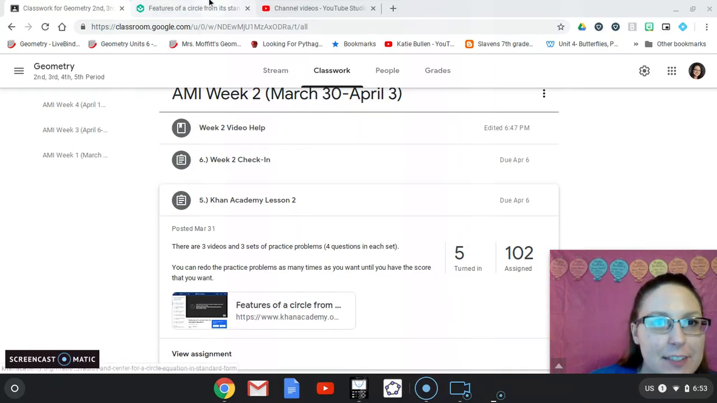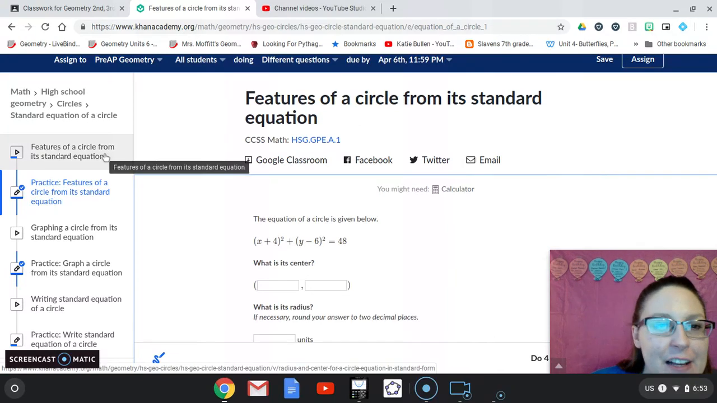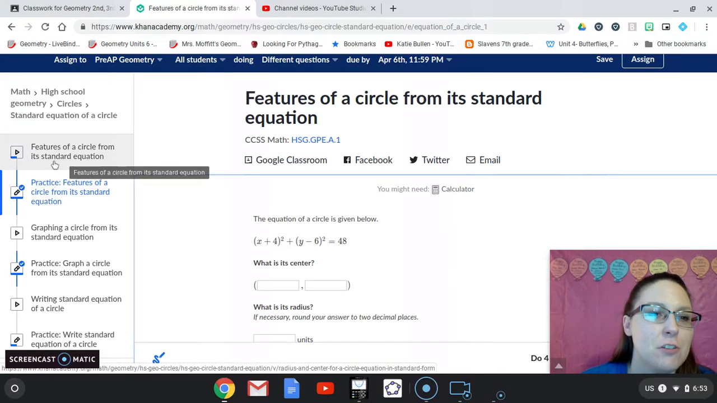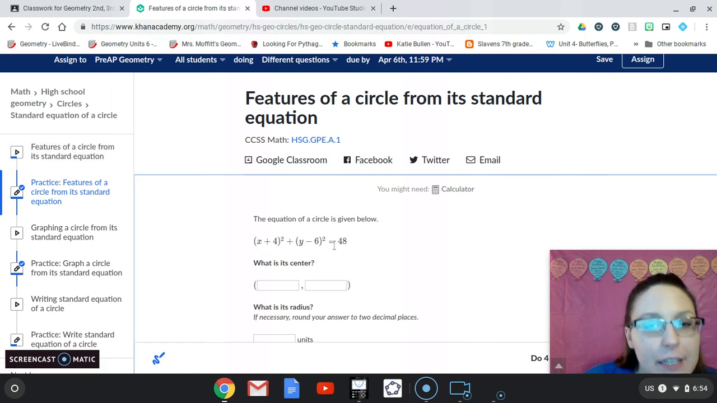When you click this link, here's what we should see. Well, actually, it'll take you to this video, right? So this is features of a circle from its standard equation. This is the type of equation that we were really looking at more in the GeoGebra activities.